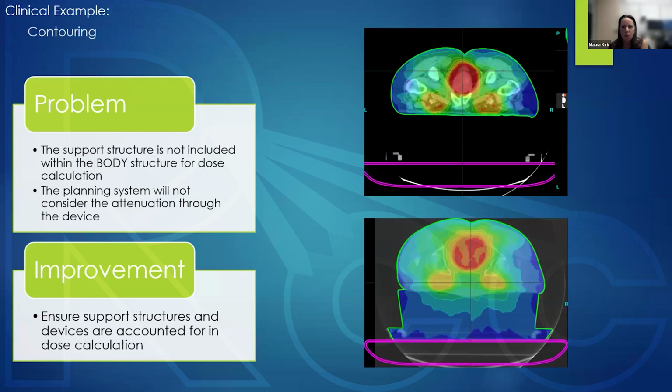Here's a clinical example in contouring. We see in the image above, the support structure is not included within the body structure for dose calculation, and then the planning system will not consider attenuation through that device if it's not included within the body contour. So the improvement would be to include that device within the body contour and to ensure that all support structures are accounted for in the dose calculation.